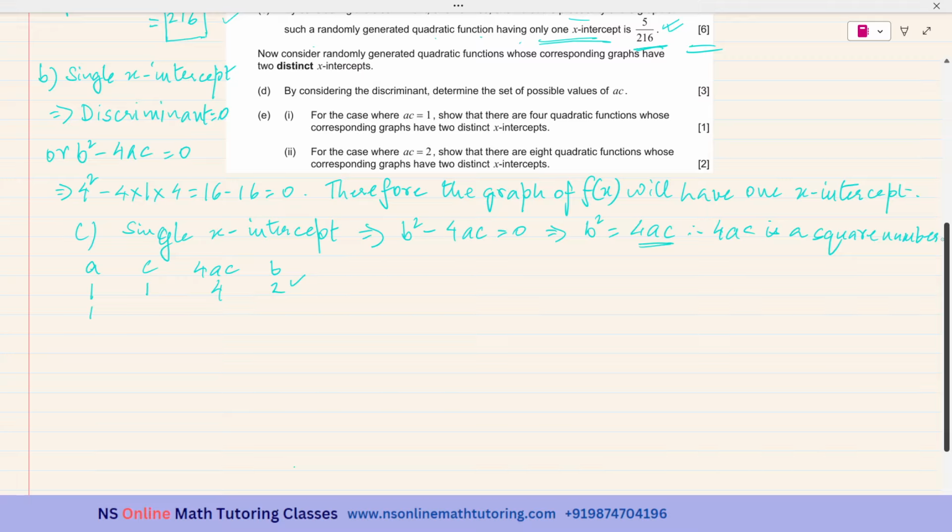Okay, so 1, 2: 4 times 2 is 8, cannot be taken. 1 and 3: this is 12, not a square number. 1, 4: 4 times 4 is 16.